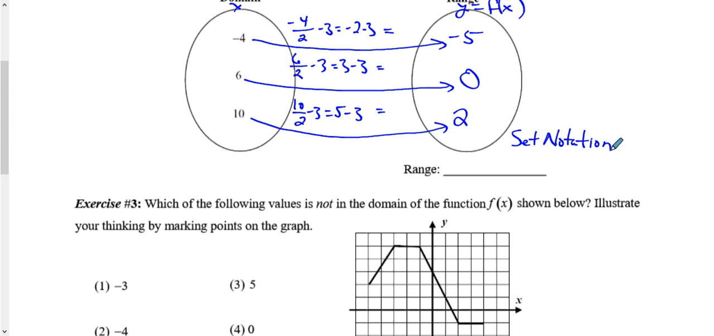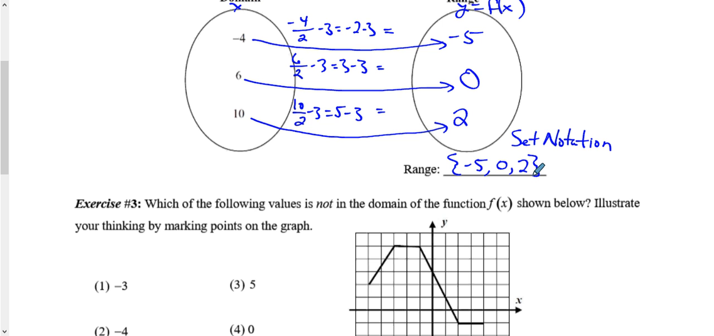Right, we can't really use the inequality less than, because that would include all the numbers in between, wouldn't it? So we just specifically list the range. And that would be what? -5, comma, 0, comma, 2.